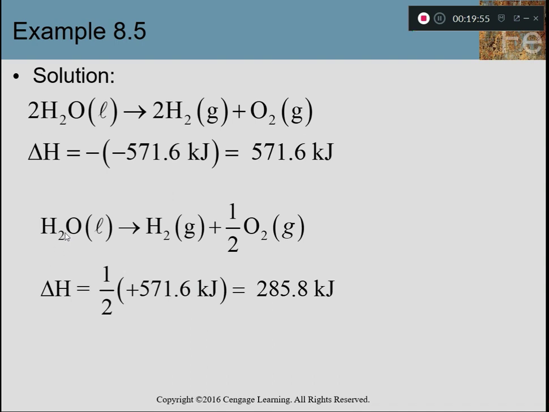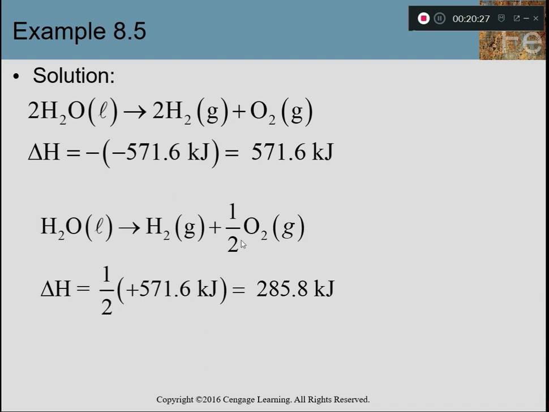when 1 mole of water reacts with 1 mole of hydrogen to create a half a mole. God, I said that all wrong. Let's try this again. It's early in the morning, guys. When 1 mole of water breaks down to make 1 mole of hydrogen and a half a mole of oxygen, when that happens, it's going to require an absorption of 285.8 kilojoules of energy.